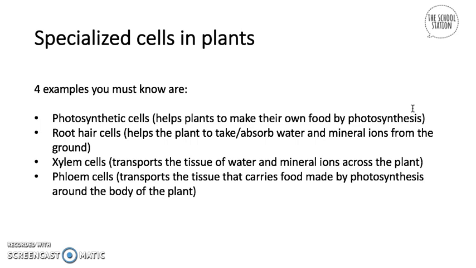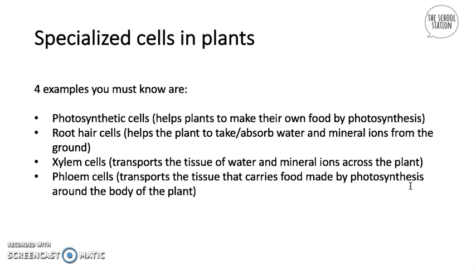And xylem cells, after the root hair cells have got the water and mineral ions, transport the water and mineral ions across the plant. They take all that water and mineral ions and transport it throughout the whole plant. And last of all, phloem cells transport the tissue that carries food made by photosynthesis around the body of the plant.